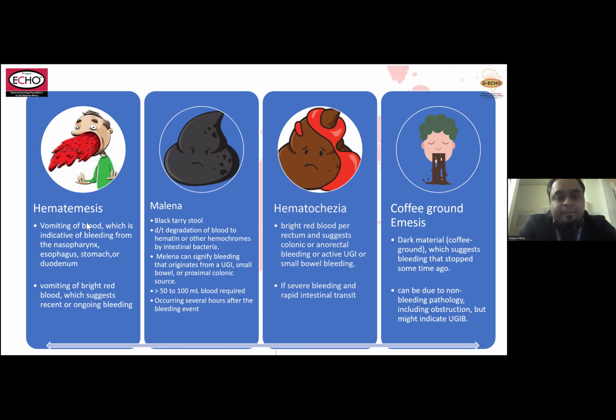Hematochezia is bright red blood per rectum, which suggests colonic or anorectal bleeding. Or if you have a massive active upper GI bleed or a small bowel bleed, you can still get hematochezia. So if the bleeding is severe and there's a rapid transit, you can see blood in the stool as well.